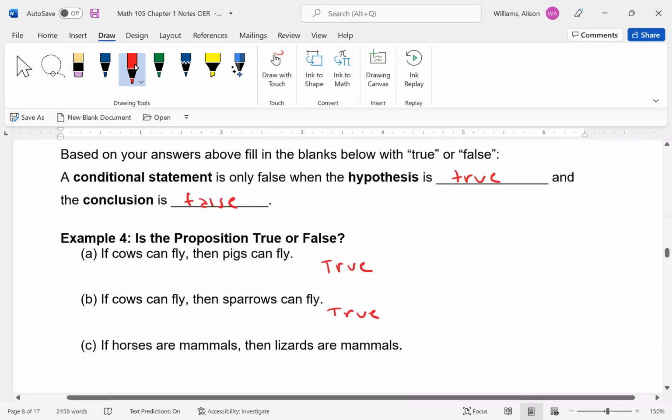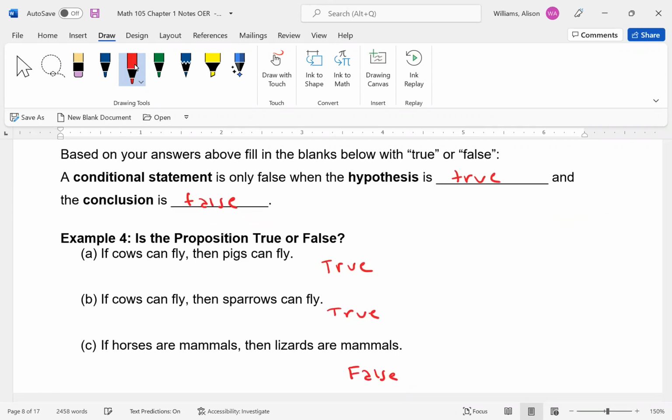If horses are mammals, then lizards are mammals. That's false, and the other part does not follow. Because we're saying that horses are mammals, and they are, then lizards are mammals, they aren't. That's a false statement. But if I tell you that if cows can fly, then sparrows can fly, sure, in whatever weird world you live in where cows fly, okay, sparrows can fly. Because sparrows fly anyways, regardless of whether or not cows are flying.